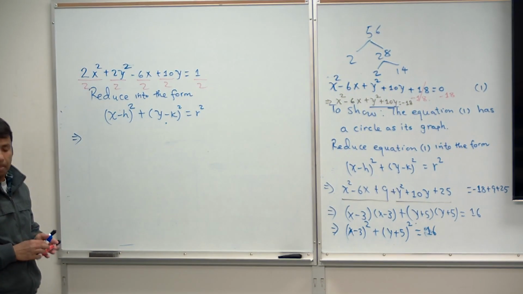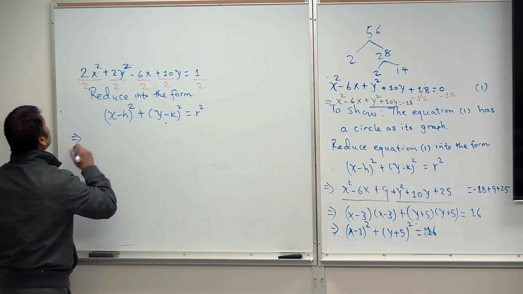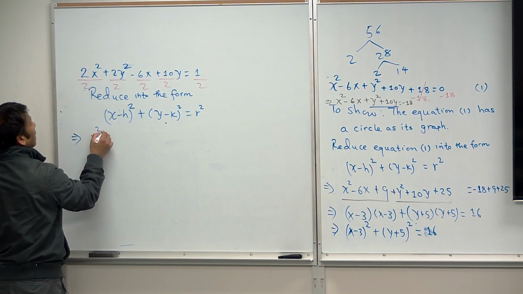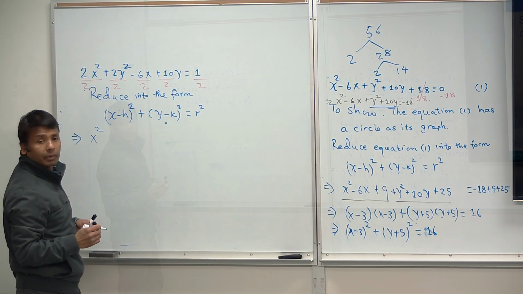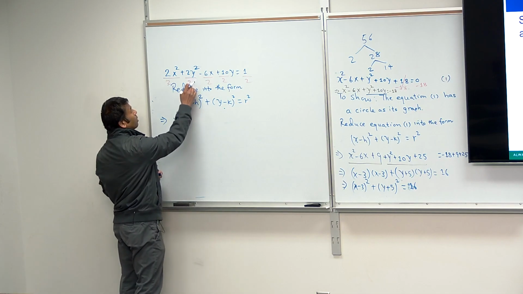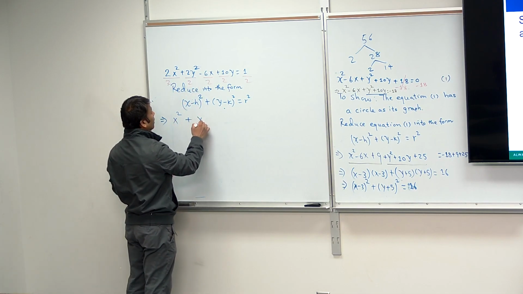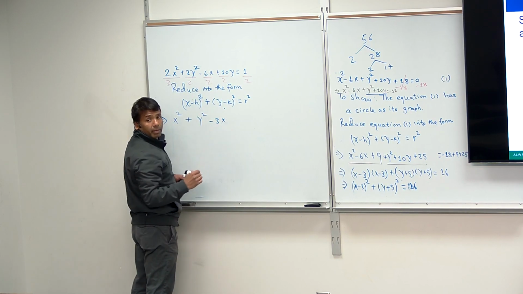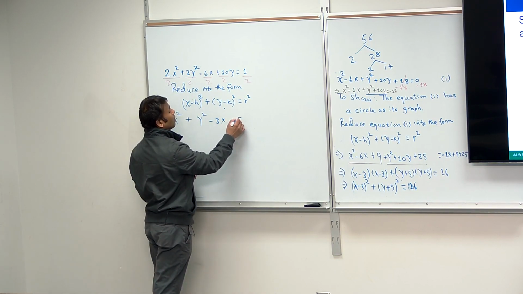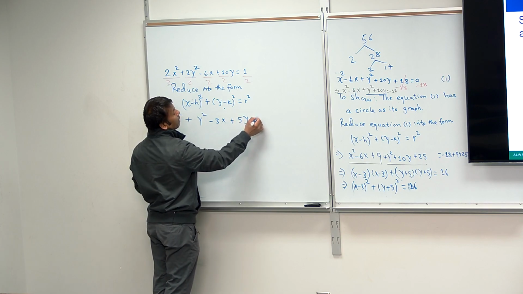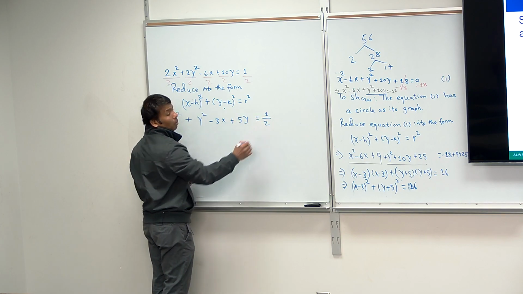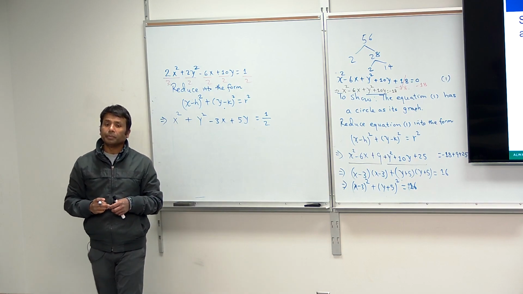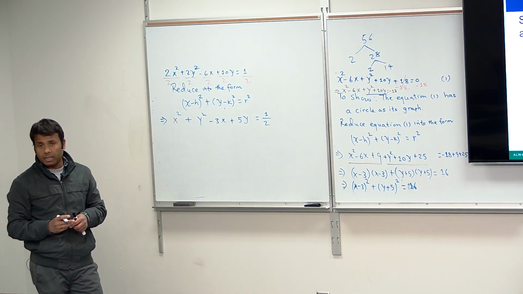That makes sense? So now, what is 2x squared over 2? x squared, right? What is 2y squared over 2? y squared. And what is this? Negative 3x. What is this? Positive 5y equal to what? 1 over 2. Make sense?